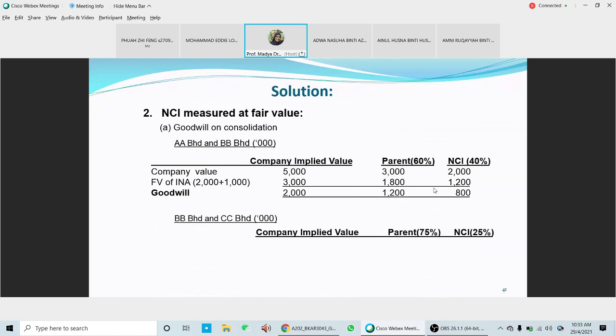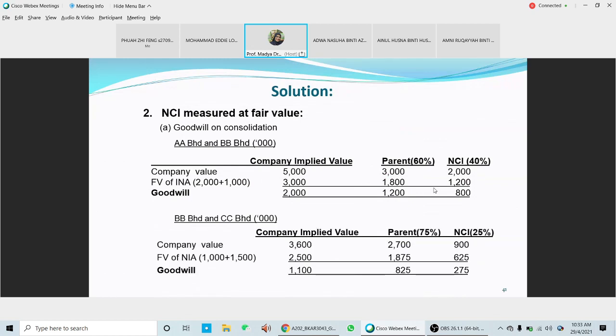When the NCI is measured at fair value, we need to calculate the goodwill here. So for the value here, we already calculated it: 3 divided by 0.6. So the company's total value as a whole here will be 5. Net assets: the share capital here is 2, and then the reserve, what you have here. Reserve here is 1. So you're going to have 3.